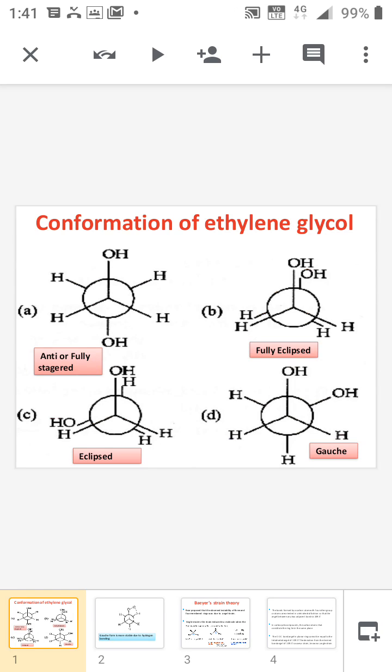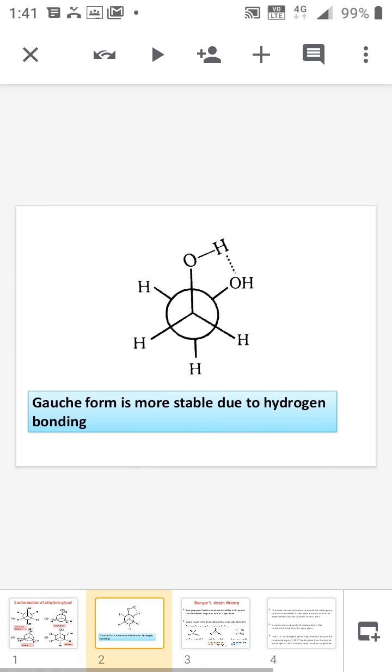This is mainly due to the existence of the hydrogen bond beyond these strains. See here, in the gauche form the hydrogen bond exists because the two OH groups are 60 degrees apart, so that is within bonding distance. That's why there exists hydrogen bonding in the gauche form of ethylene glycol. So that's why the gauche form is extra stable in the conformations of ethylene glycol.